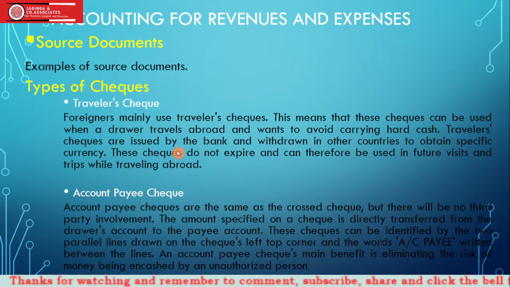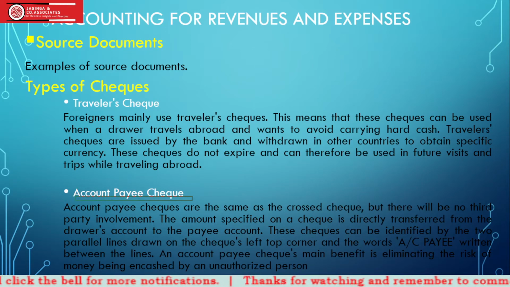Traveler's checks are issued by the bank and withdrawn in other countries to obtain specific currency. These checks do not expire and can therefore be used in future visits and trips while traveling abroad. So that's the explanation of a traveler's check. It's straightforward. Then we also have an account payee check.